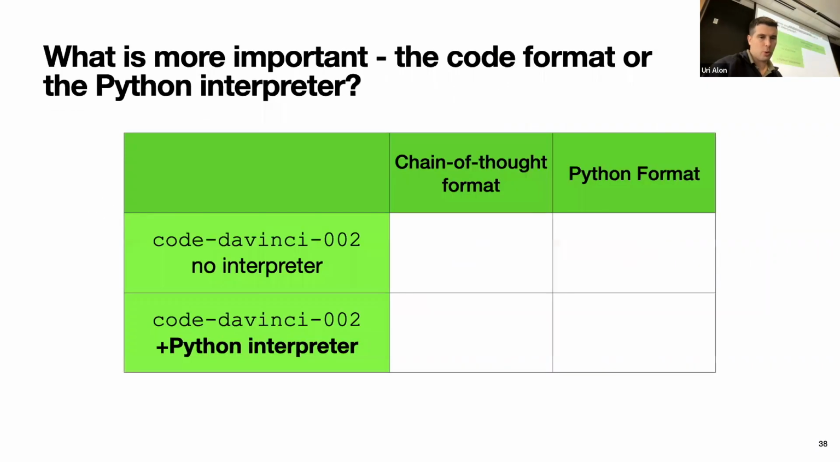Finally, I'll show one last experiment. Another question is, what is more important, the code format or the Python interpreter? We saw similar decomposition before, but basically the baselines that we compared to use the code DaVinci 2 or the text DaVinci 2, but the point is that they didn't use an interpreter, and they used the chain of thought format, while PAL used both the interpreter and the Python format. So the question is whether the Python interpreter is actually needed. What happens if we just use the Python format without actually running the interpreter?